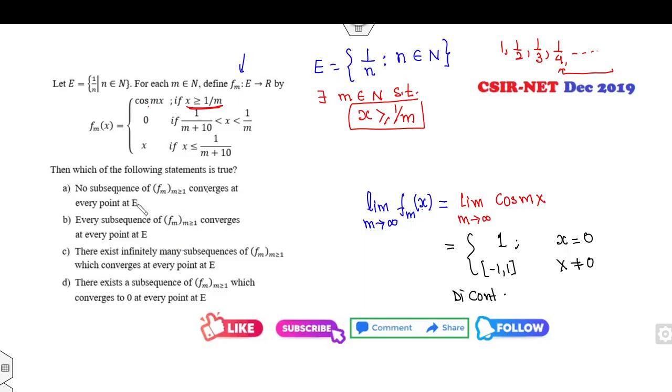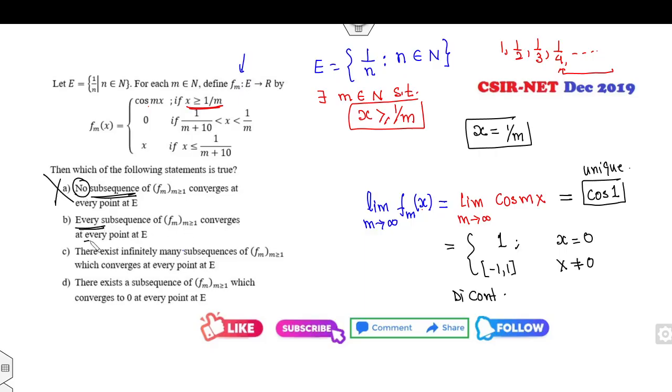Now look at that. No subsequence converges, no subsequence. That's wrong, because if I choose the subsequence as 1 over m, then what is the answer? If x is 1 over m, it is only cos of 1, which is a unique answer. Then it converges, but he said no subsequence. This option is cancelled. Every subsequence converges at every point. That's a wrong statement, because you can see the limit points are minus 1 and 1, so the limit does not exist. So this option is also cancelled out.